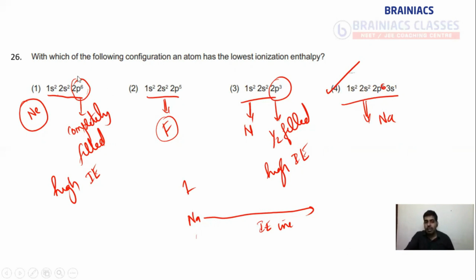These two are half filled and completely filled, so they have higher ionization energy. And this is the configuration of fluorine. Fluorine has a small size. Along a period, size decreases and ionization energy increases. I think it's clear.